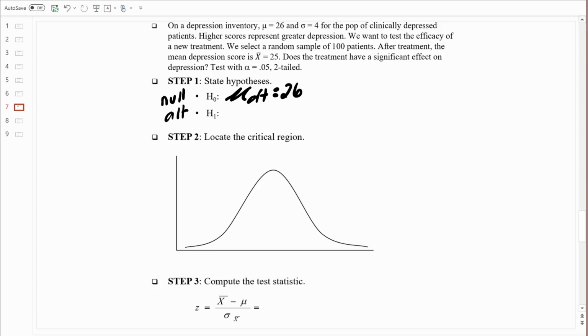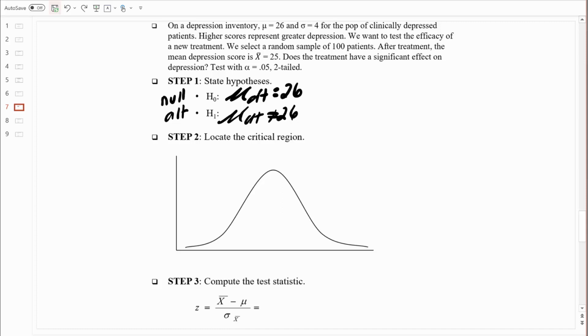The alternative hypothesis needs to include every other possibility. So the alternative hypothesis states that the population mean depression score for those treated people is not equal to 26. Because those hypotheses are set up for a two-tailed test, it leaves open the possibility of finding statistically significant results in either direction. We could find that the treatment statistically significantly lowers depression, but we could also find that the new treatment statistically significantly worsens depression. Let's go ahead and move on to step 2.